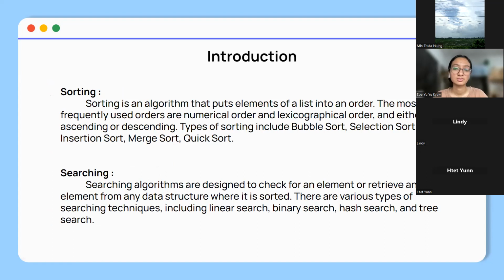To begin with, what is sorting and searching? Sorting, just like the name suggests, is an algorithm that puts elements into an ordered list, whether in ascending or descending order. Types of sorting include bubble sort, selection sort, insertion sort, merge sort, and quick sort. Searching checks for an element that is included in a sorted list, and the searching methods include linear search, binary search, hash search, and tree search.